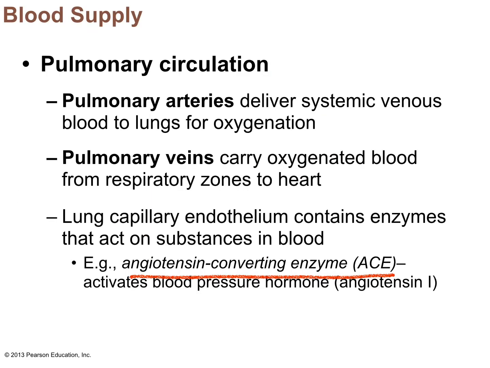Okay, we know that pulmonary circulation doesn't supply the lungs, but it does take deoxygenated blood from the heart to the lungs, fills up that blood at the lungs with oxygen, and takes the blood back with pulmonary veins back to the heart. Also, I mentioned this ACE, this angiotensin-converting enzyme, in a previous chapter. That is produced by the lung capillary endothelium, and those enzymes are what converts angiotensin 1 to angiotensin 2.